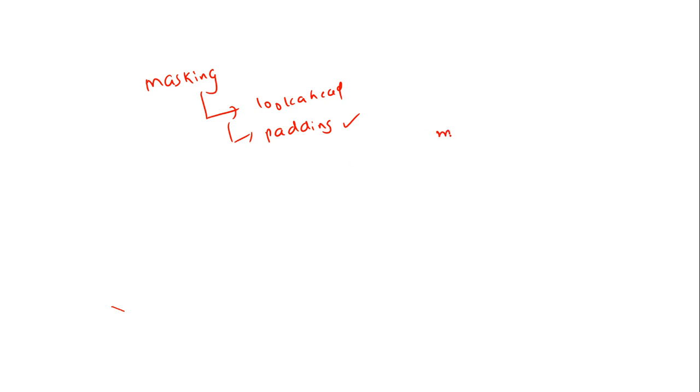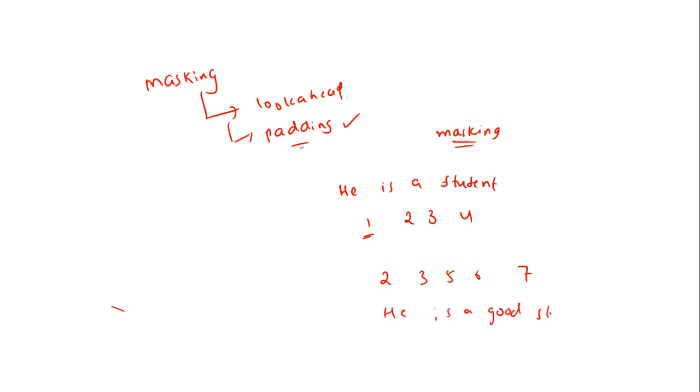So, what is masking? Before getting to know about masking, let us understand padding. Suppose you have series of numbers like 1, 2, 3, 4 and 2, 3, 5, 6, 7. As I already told you, these numbers represent words, like "He is a student" and "He is a good student." Let us assume these are the two statements. The length of this and this is different. Here the length was 4 and here the length was 5.